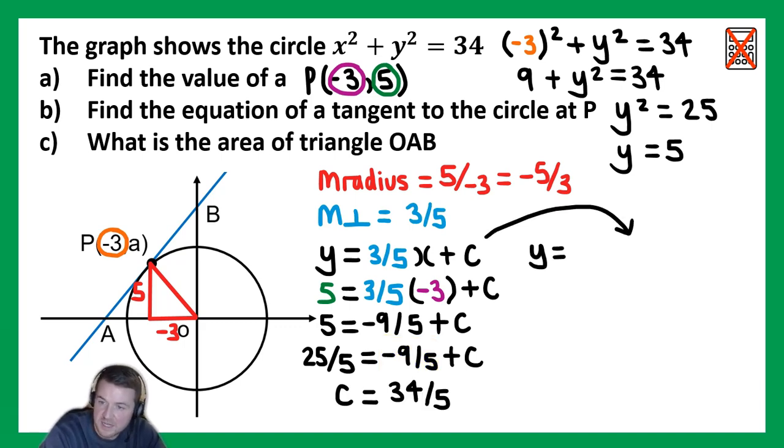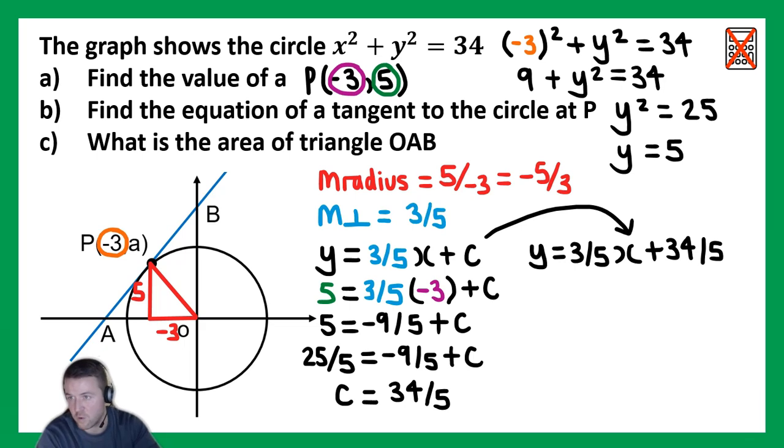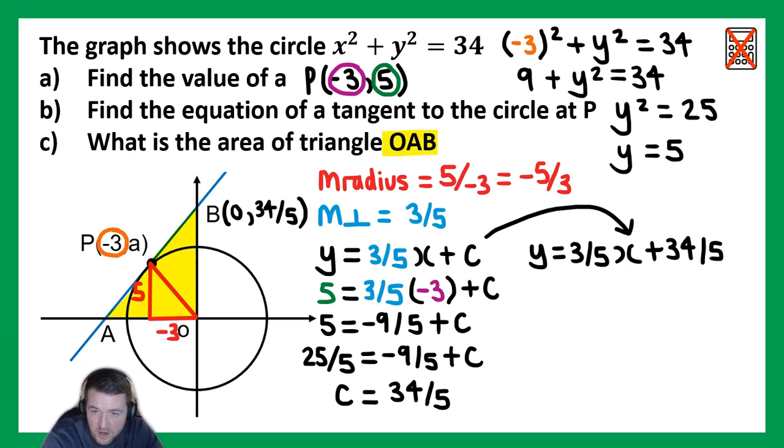Rewrite the equation of the tangent with my newfound value for the y-intercept. Y is equal to 3 over 5x plus 34 over 5. And I can use this to find the area of triangle OAB, which has been highlighted. B is the y-intercept, which would be (0, 34 over 5). The y-intercept is when x is equal to 0. I can find the x-intercept, which is where A lies, by making y equal to 0.